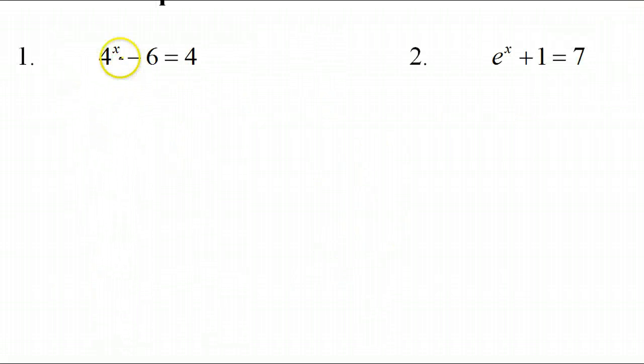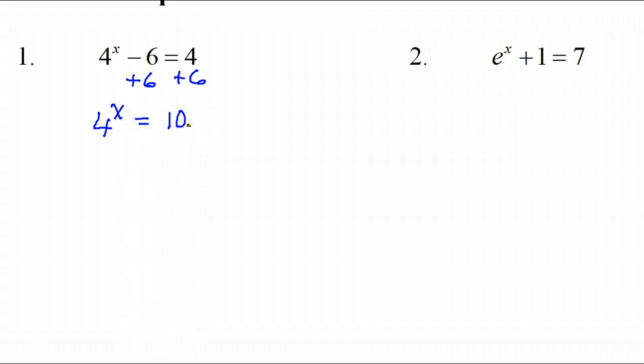To solve this, first we have to get the exponential part by itself. So you would go ahead and add 6 to both sides. So that's going to give you 4 to the x power is equal to 10. Now we need to rewrite this in log form. Start with the base. So we will have log base 4. Now these two parts are going to change sides. So the 10 is going to be over here and the x will be over there.